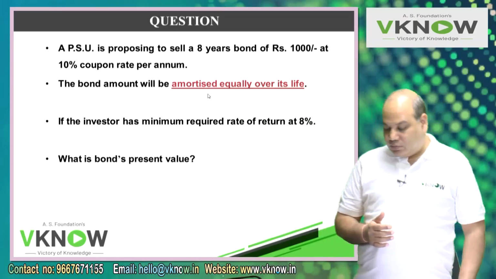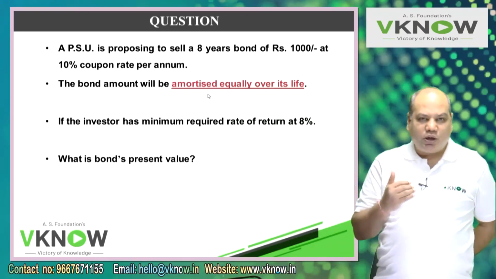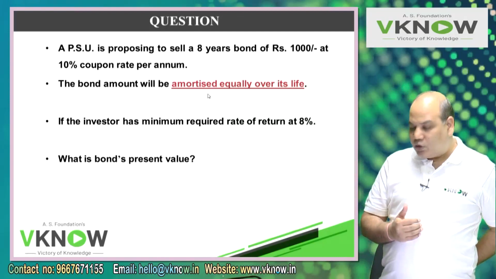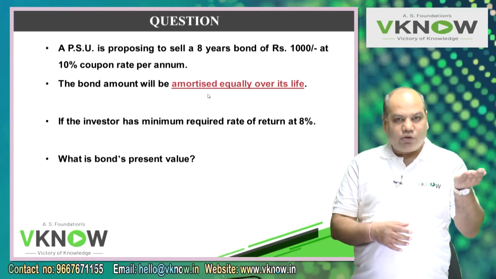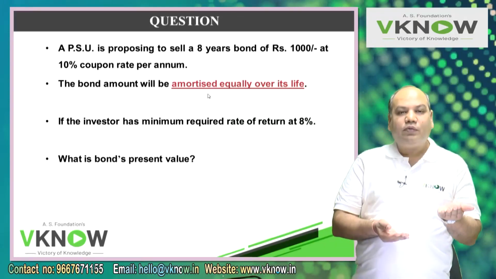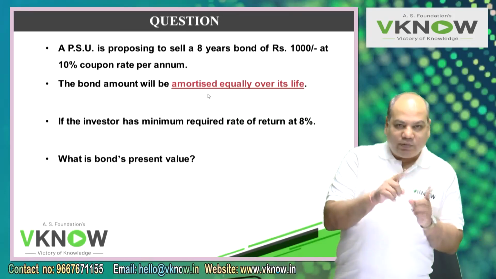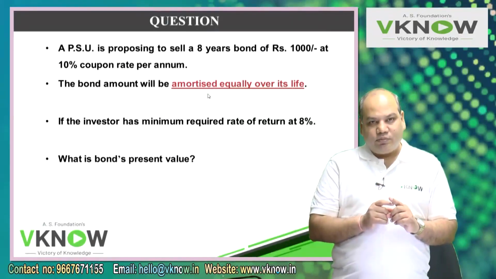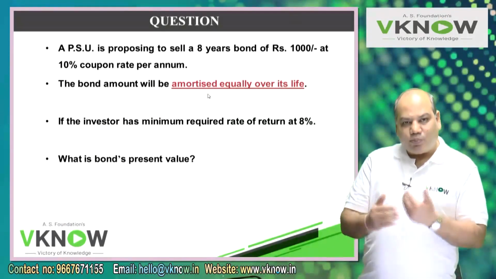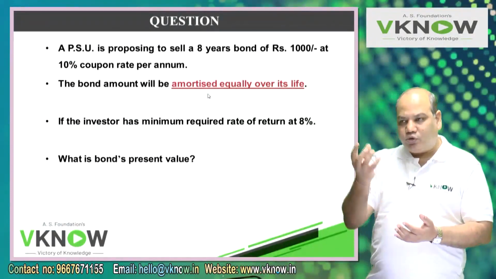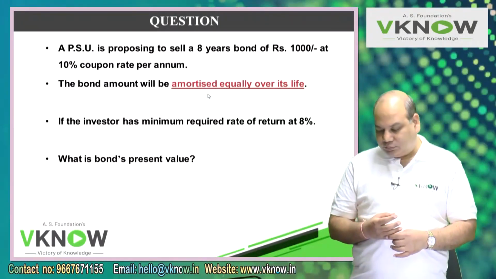So if the company is going to repay 125 every year, after 8 years, the entire principal amount will be redeemed. Second thing, the coupon amount will keep reducing every year. Why? Because your principal amount is 1000 rupees minus 125, 875. So second year you will compute the coupon on 875 into 10%. Again minus 125, 750. So in the next year you will compute the interest on 750. So this way the coupon amount will keep on reducing every year.